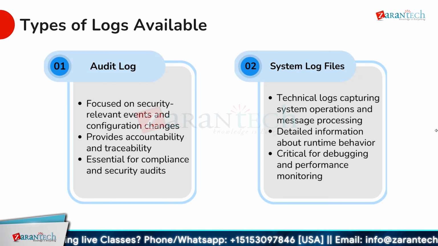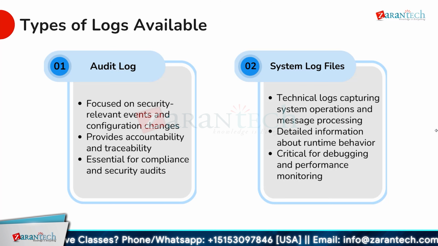Did you know that logs can reveal hidden insights about your system's health and security? Let us explore two essential types of logs every system should have. First, the audit log. Think of it as your system's security guard. This log focuses on security-relevant events and configuration changes, making it invaluable for compliance and security audits. For example, if there is an unauthorized access attempt, the audit log captures it, giving accountability and traceability. These logs are essential in industries with strict regulations like finance or healthcare.